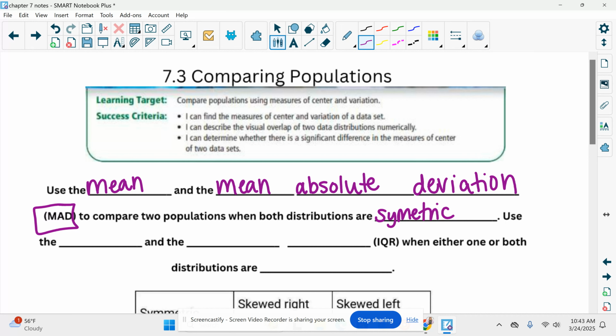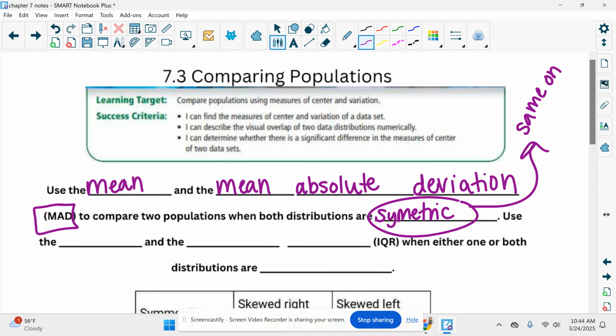Not symmetrical, which we call asymmetrical, because the prefix a means not. Okay? So symmetrical means that they're going to be the same, or at least roughly the same. So if we don't know that, we need to write that.